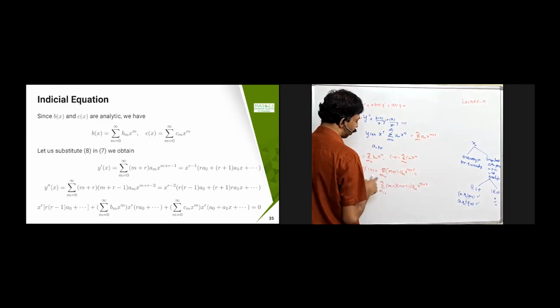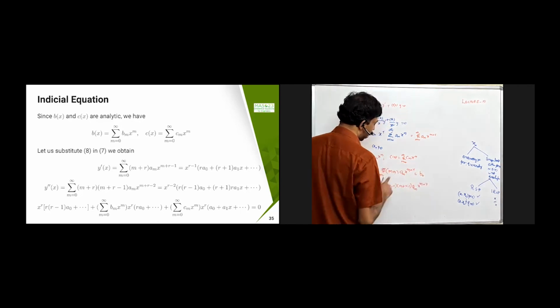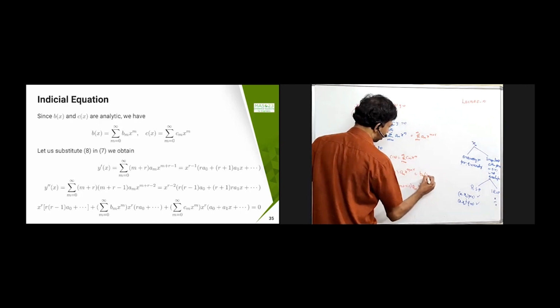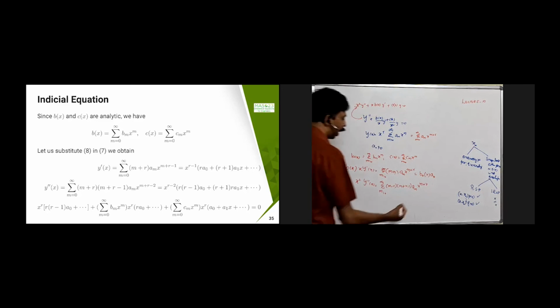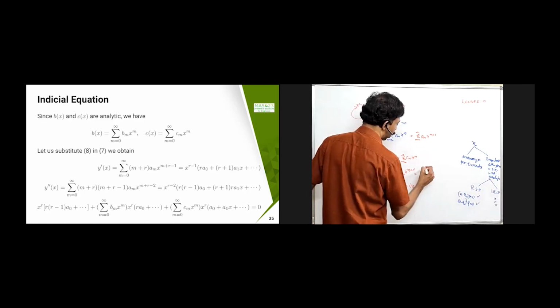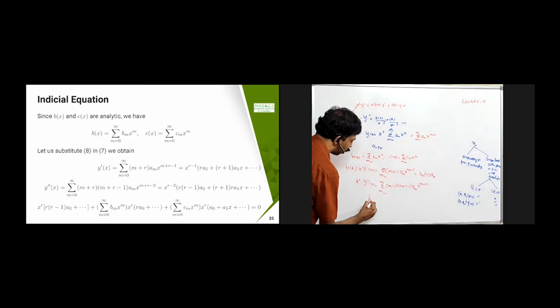The m equal to 0 term, only m equal to 0 I am going to calculate. Therefore here I am going to get only p naught, which is b naught into r into a naught, because m equal to 0. So the 0th term only I am calculating: here it becomes b naught into r into a naught.